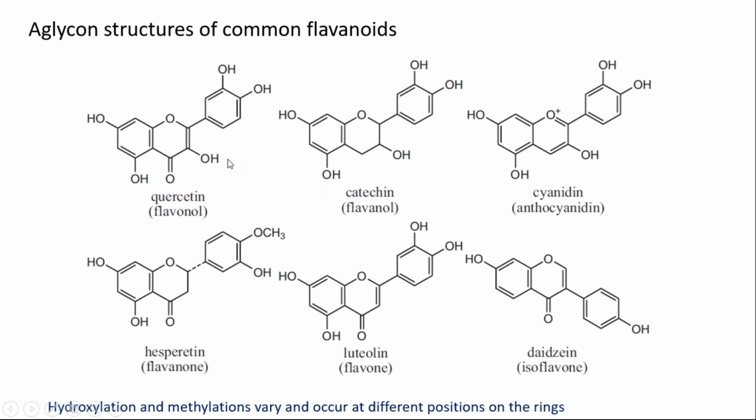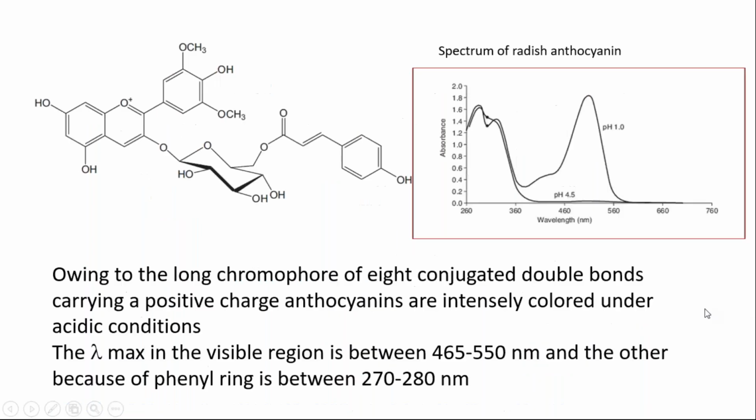Quercetin is present in a large number of products, including grapes and the skin of onion; catechin, which is found in tea; cyanidin, delphinidin, luteolin, and hesperetin. These are all the aglycon portions of the anthocyanin. Owing to the alternating single and conjugated double bonds, which carry a positive charge, these are intensely colored under acidic conditions.